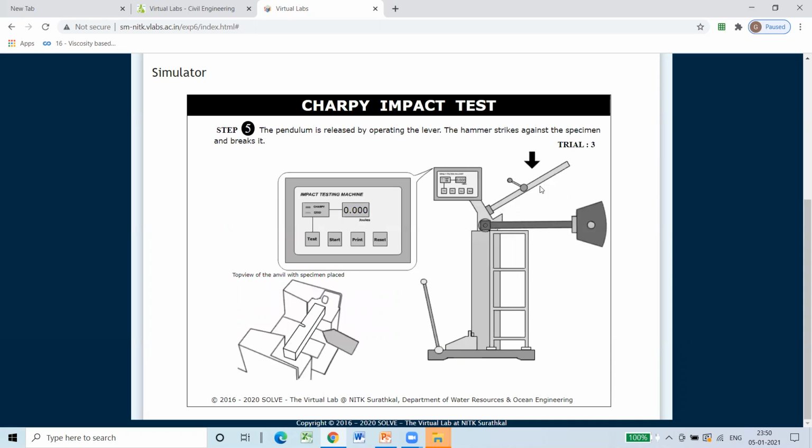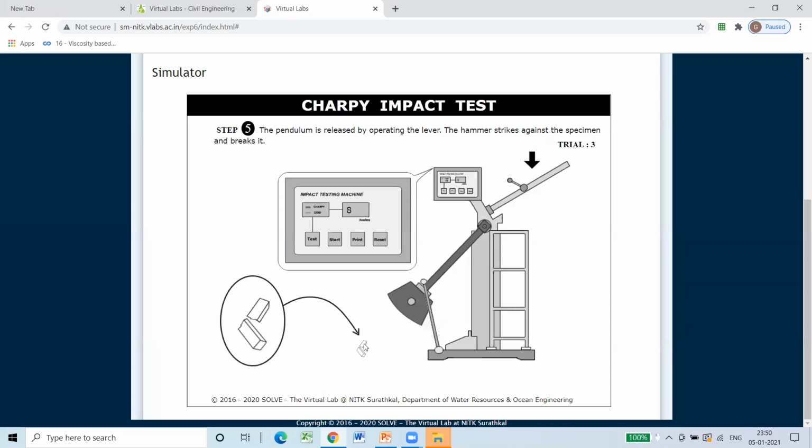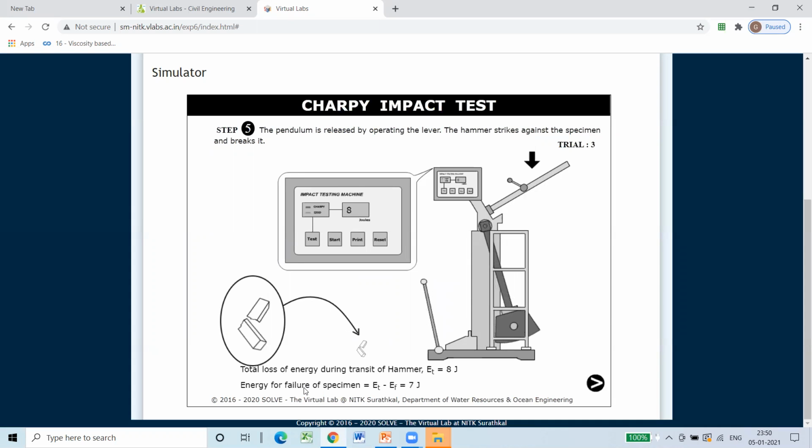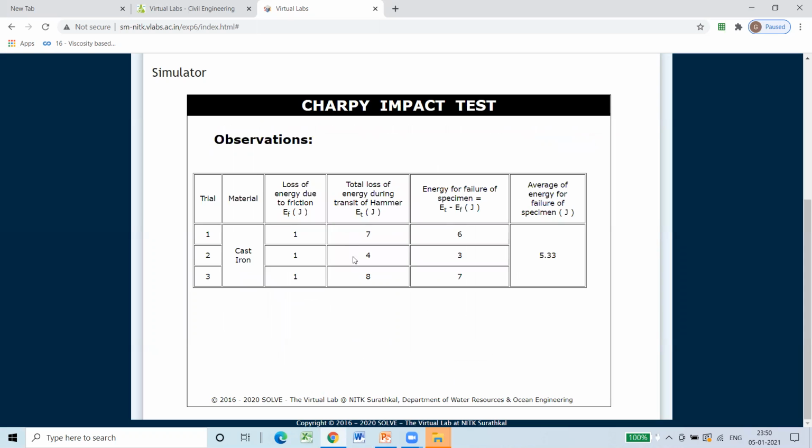Release the hammer and note down the energy required for the failure of the specimen, that is equal to 8 joule. Total loss of energy during transit of hammer is 8 joule. 1 joule is the friction loss. Therefore, energy for failure of the specimen is 8 minus 1, that is equal to 7 joule. Same observation. And finally, I tabulated all the results. Average of energy for failure of the specimen is equal to 5.33 joule.